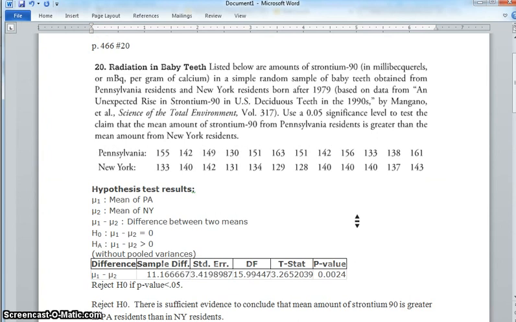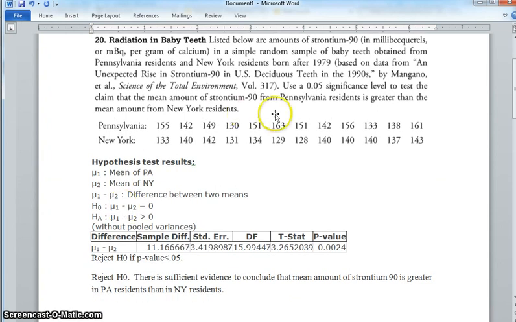here in this first problem we could have said test the claim that the mean from New York is less than the mean from Pennsylvania, and that would have been the same thing. But it might have been confusing depending on which one you chose for your group 1.